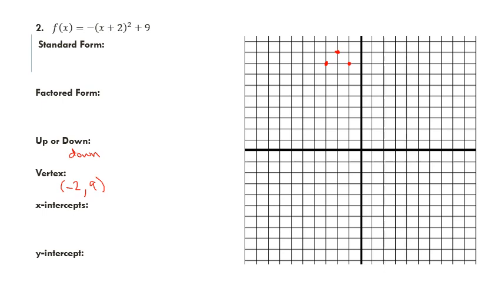All right, so let's get this in standard form now. Okay, so multiply out our x plus 2 squared. So x squared, 2x, 2x, 4. Now, this had the negative out front. That means that all of this is going to be negative. And then we also have to add 9. So we get negative x squared, negative 4x, and then a negative 4 plus 9. Okay, now that we have it in standard form, remember that the y-intercept is your constant number. The y-intercept will be at 5.